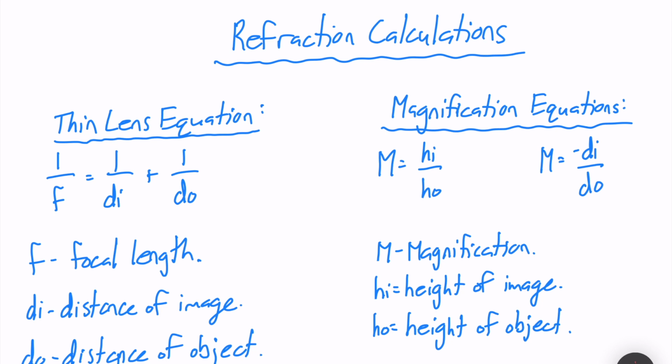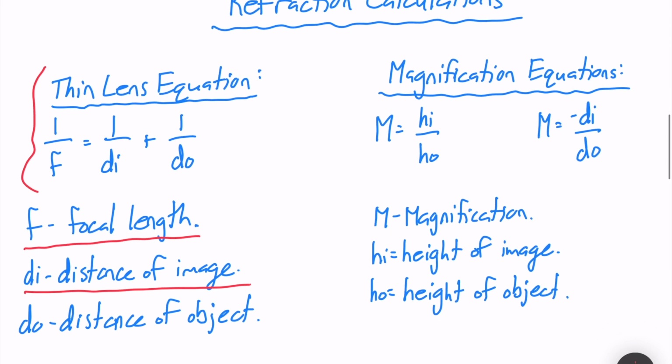Today we are going to be talking about refraction calculations. Similar to calculating in our reflection section, we have a few different equations that we can use. The first one here is the thin lens equation: 1 over f equals 1 over di plus 1 over do, where f is our focal length, di is the distance of the image, and do is the distance of the object.